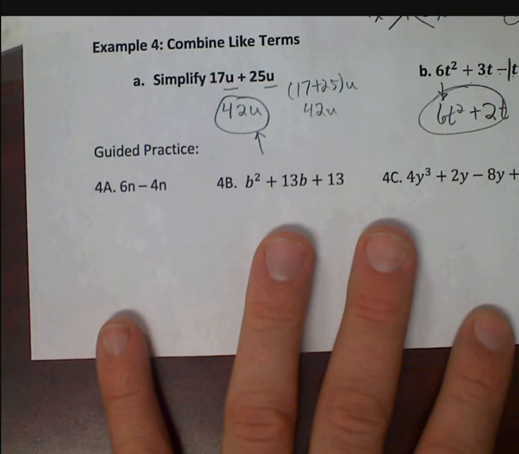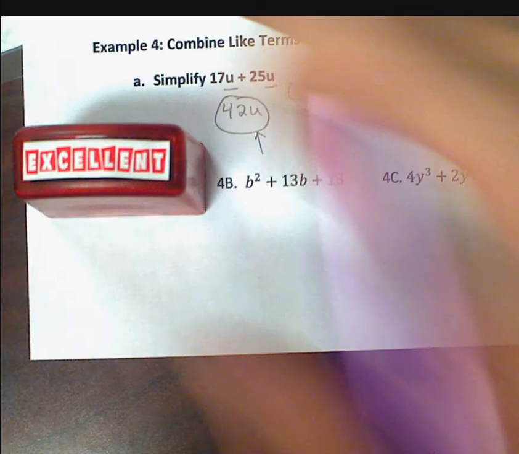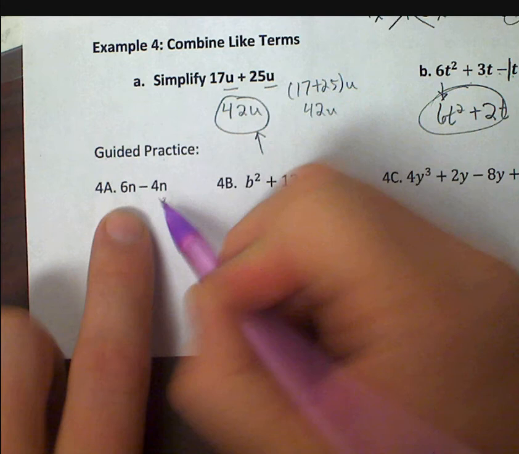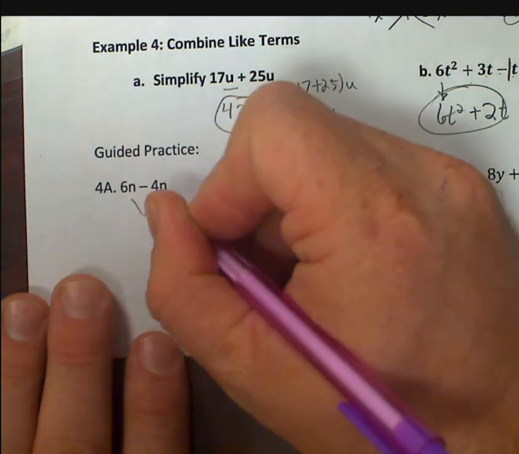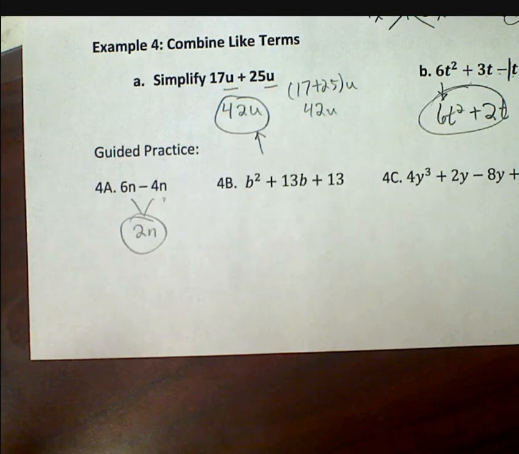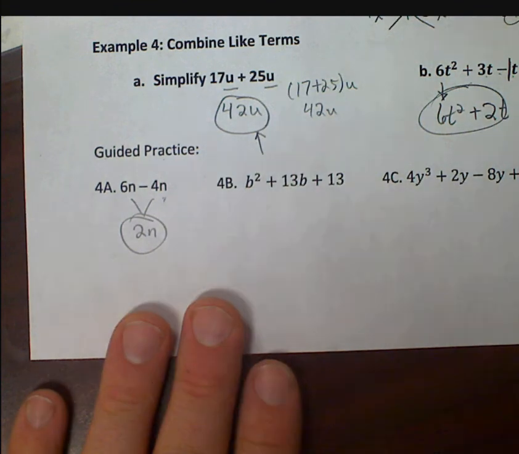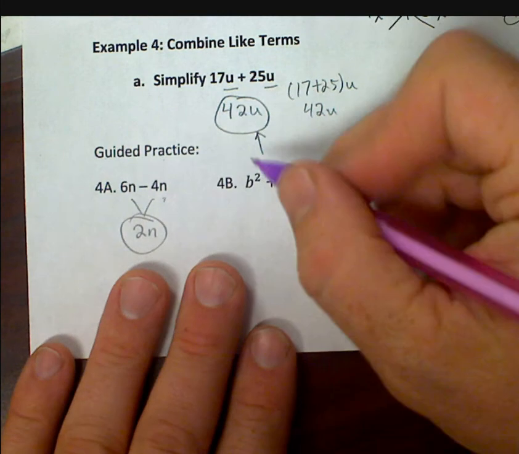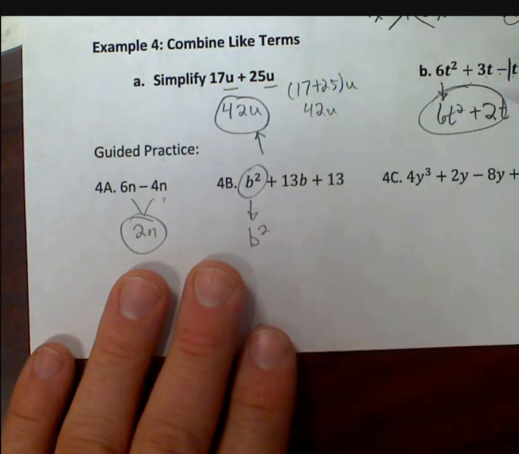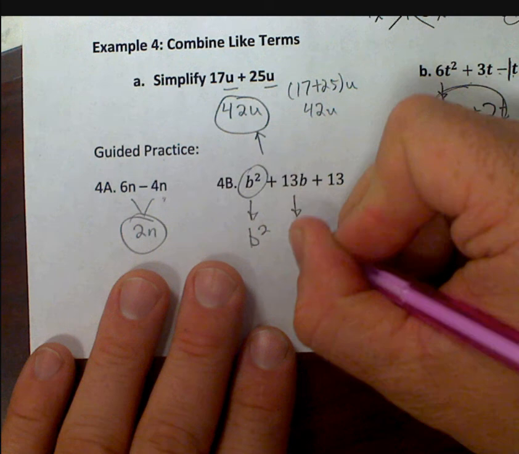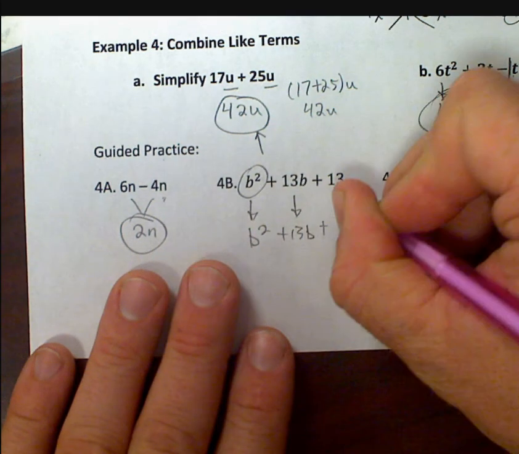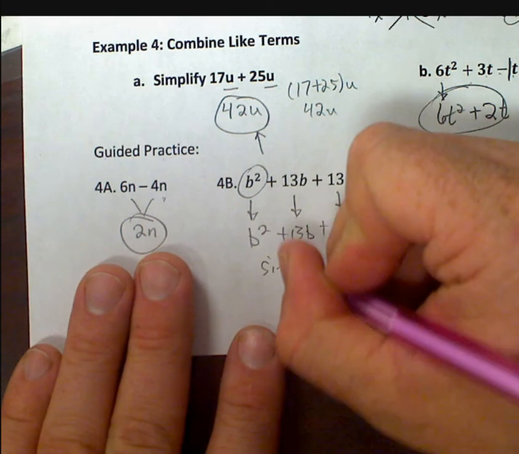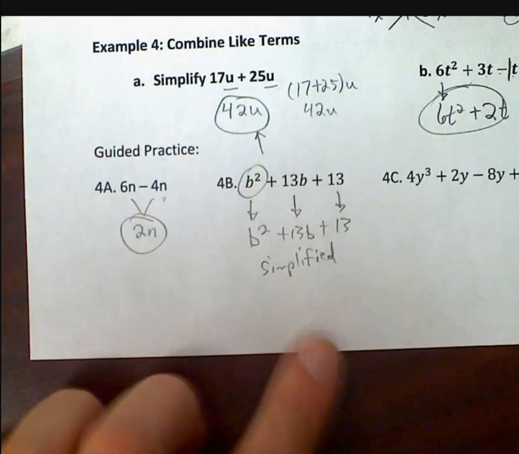Go ahead and try 4a. Pause the video and try. These are like terms. You should get 6 minus 4 is 2n. Pause the video on 4b and try. This is by itself. 13b is by itself. This is called simplified. I cannot do anything with it.